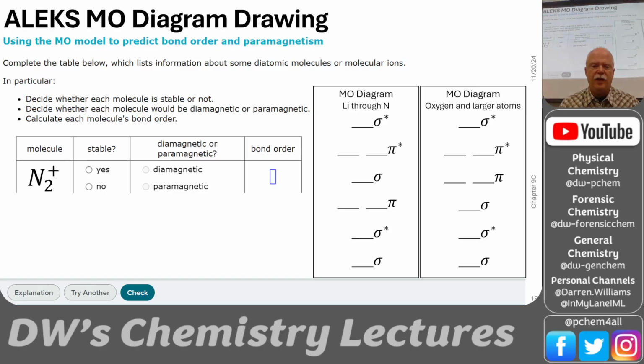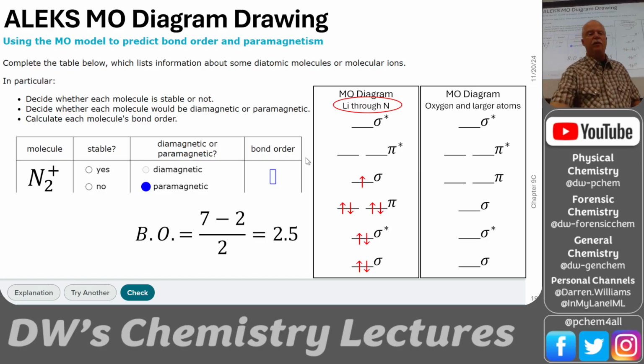All right. What if we did nitrogen plus? So now instead of 10 electrons, we have 9. We've just lost one of those electrons. Just pull one out, and now we have a cation. So N2 plus has 1 unpaired electron. It would be weakly paramagnetic.